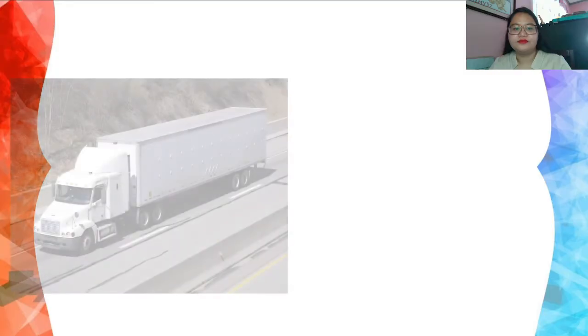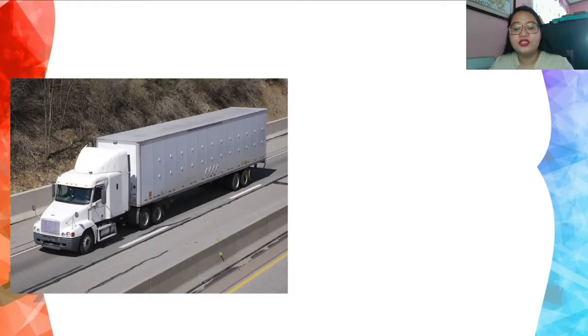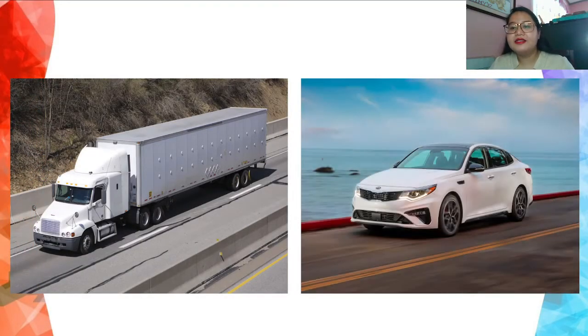Grade 9. In this video, we will be discussing momentum and impulse as part of our fourth quarter module number 2. But before we proceed, let's have first this short activity. So I have here a picture of a truck and a car. So for example, they are moving at the same speed. Let's say they are both moving at 25 meter per second.